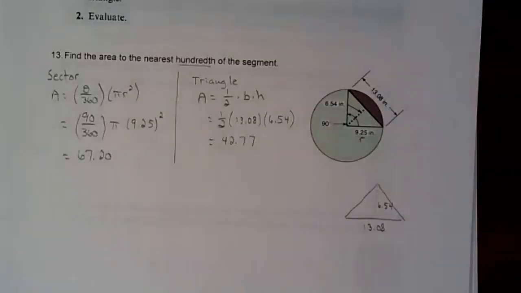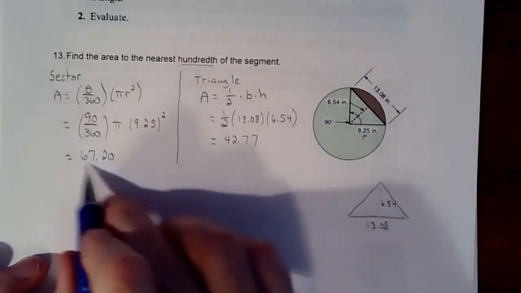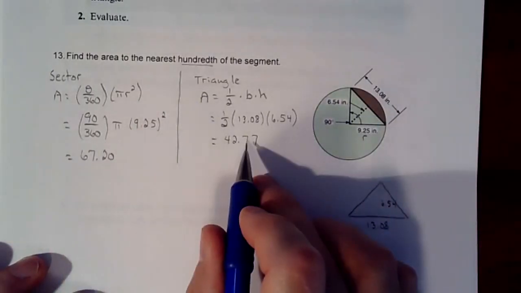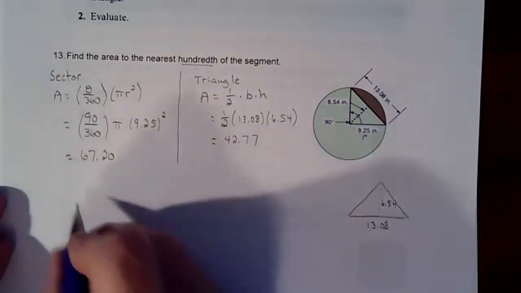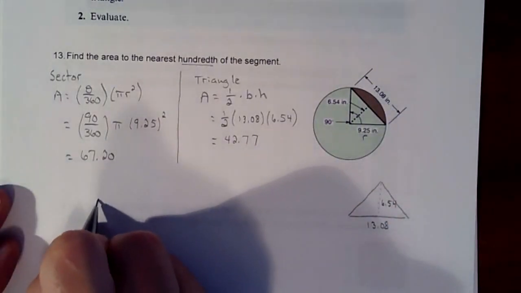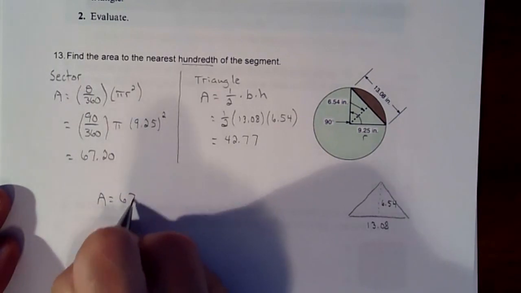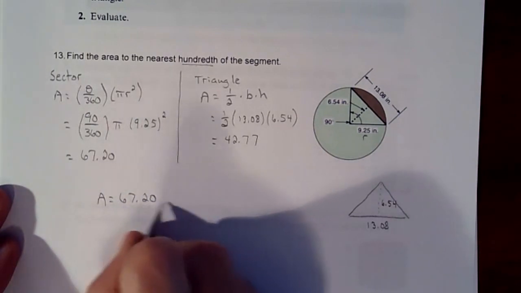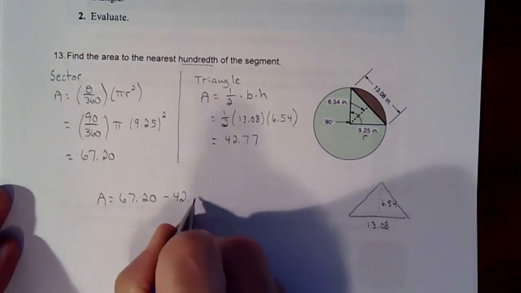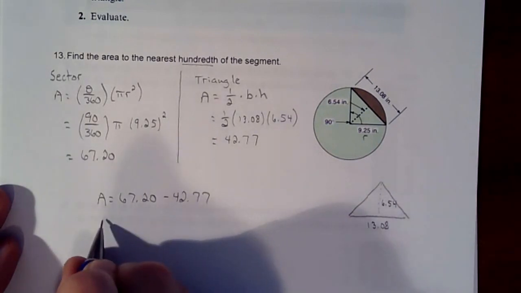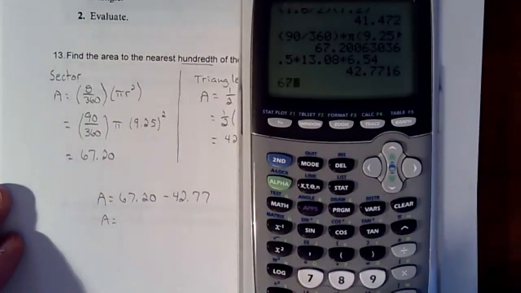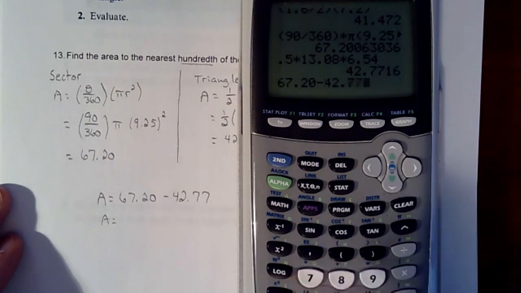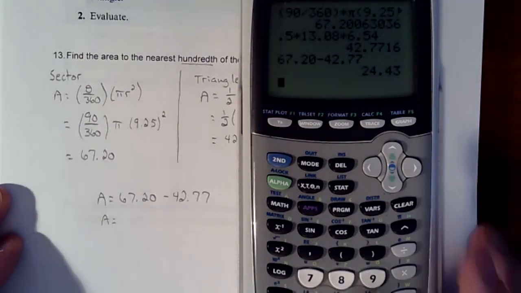All right, and then the last bit is, this was the whole pizza slice that we need to cut a triangle out of. What we'd have left is this little kind of sliver of a piece. So our final area is 67.20 minus 42.77. So 24.43.